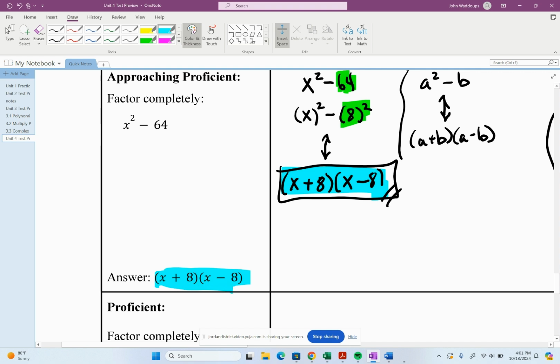Again, don't be upset if your factors come out in the other order. It doesn't matter. It could have been x minus 8 times x plus 8. It's the same thing.